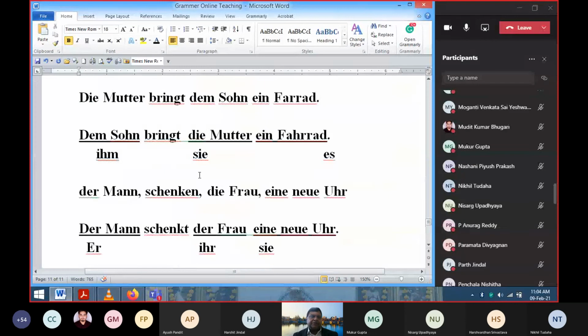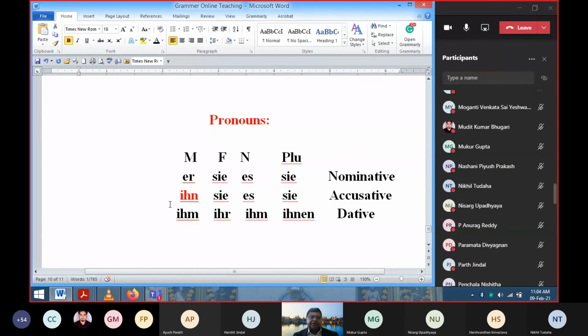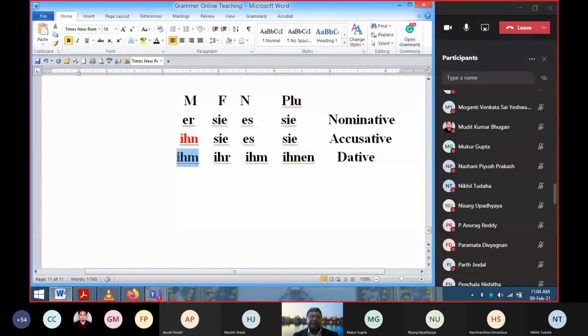So here dem Sohn is singular, masculine singular. Because it's masculine singular, it should be ihm. Meaning is to him. So in fact, ihm means to him, ihr means to her. Again, ihm means to him or to it, and ihnen is the plural form, which means to them. So he, she, it, they. And here it will be him, her, it, and here it may be sometimes her. So to him, to her, to them. So these are the meanings.